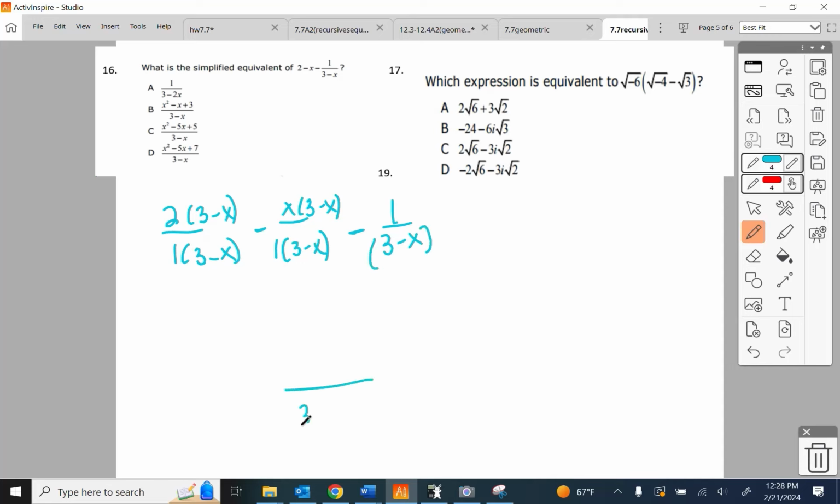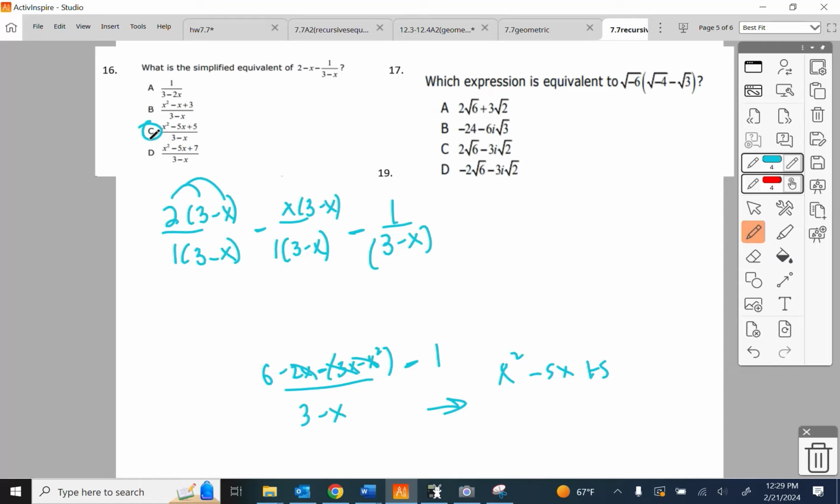What I've done now is I've created a common denominator. Distributive property says that is 6 minus 2x. There's a minus here, so minus whatever I get: 3x minus x squared, minus, so minus 1. And then I combine like terms. I'll have a positive x squared. I've got a negative 3x minus 2x, which is minus 5x. I have 6 minus 1, which is plus 5. Choice C.